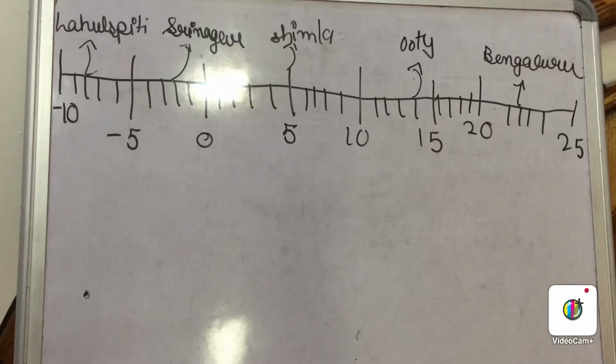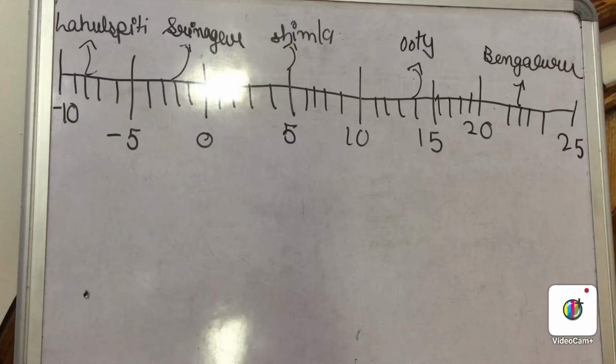So hello and welcome to today's video, in which we are going to discuss the first chapter of class 7th NCERT, Integers, exercise 1.1, question 1. So let us move to our question.